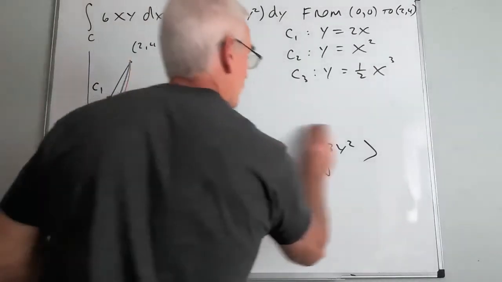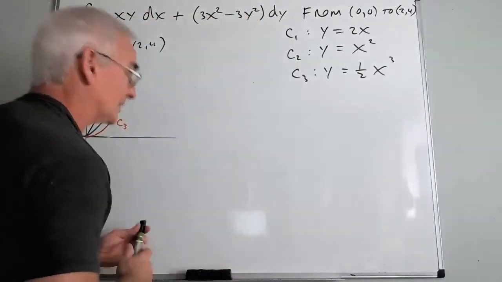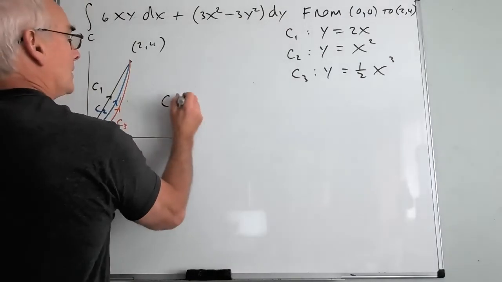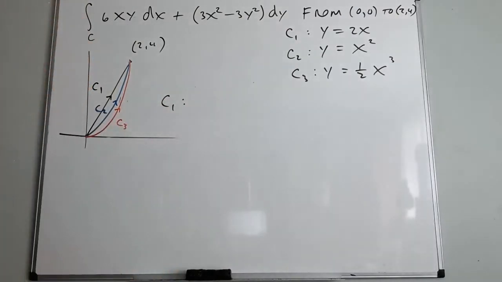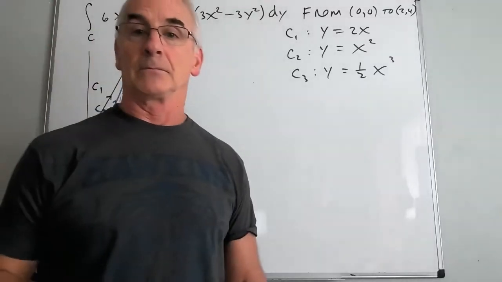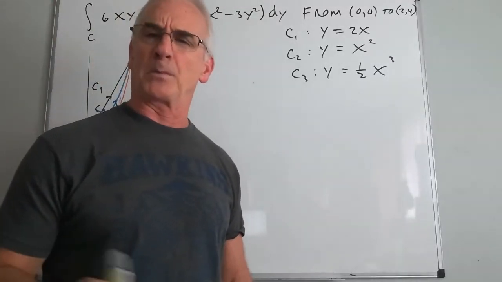So let's do each one at a time. So let's start with C1. On C1, what would be more efficient for t to be, x or y? It doesn't matter. But which one's probably less work?